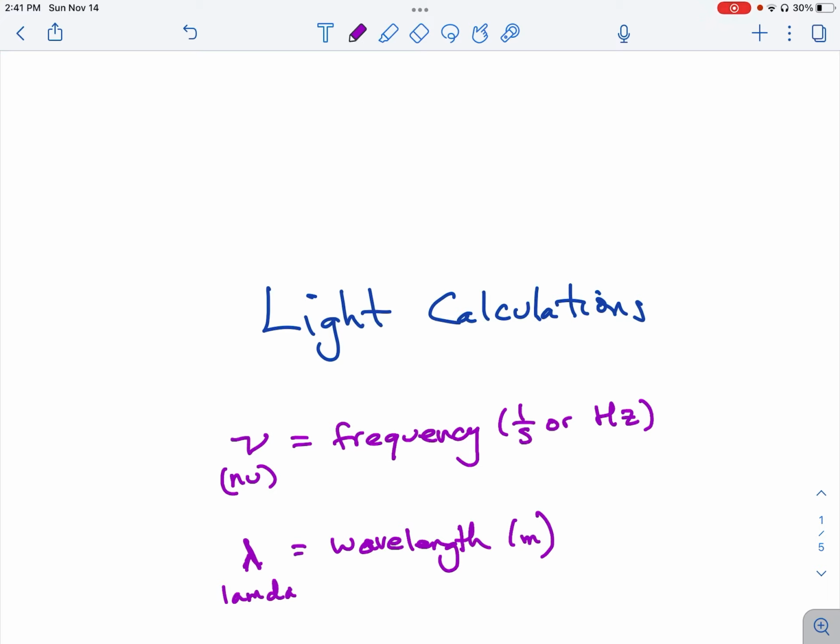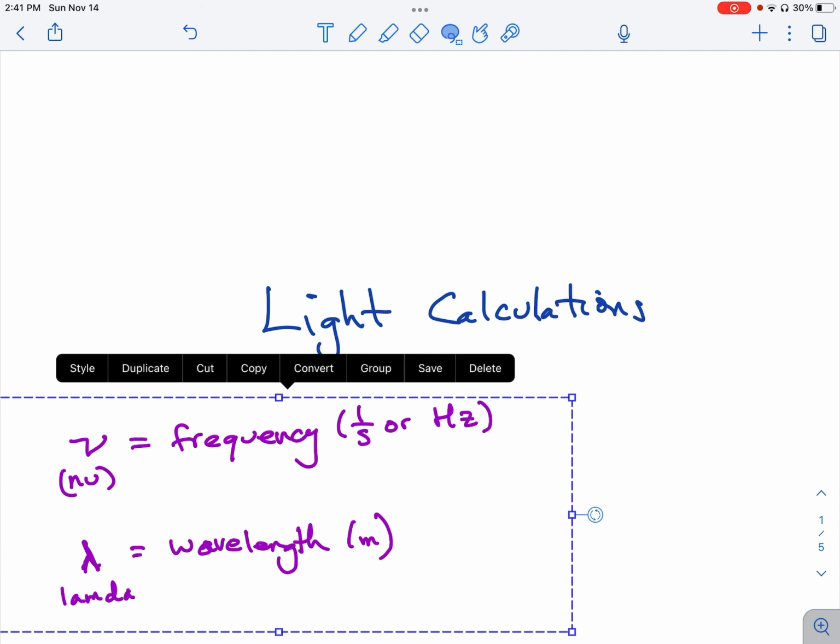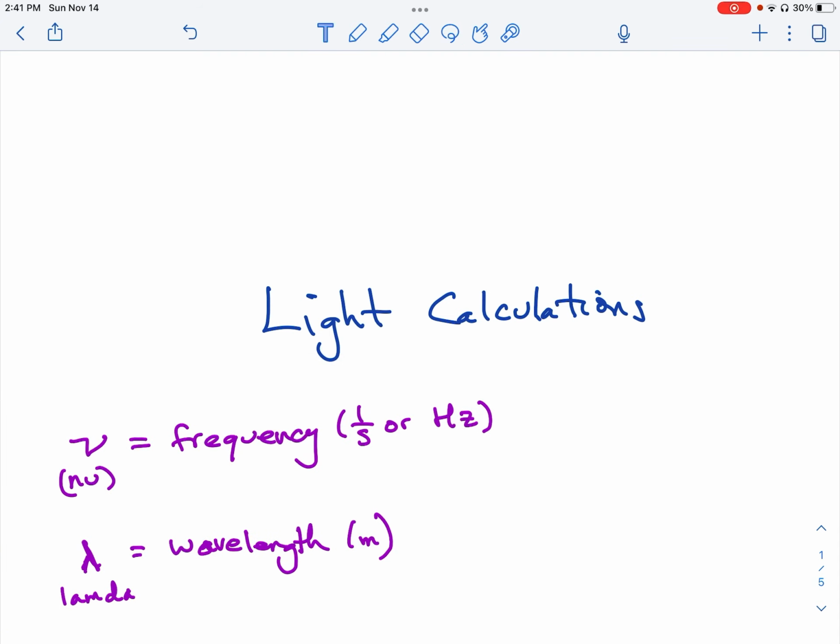The equations that relate frequency and wavelength, I've run out of room already, so I'm going to grab these and move them over. So there's an equation that relates these two to each other. The first one is that the frequency for light is equal to the speed of light over the wavelength, and so that's the first one.